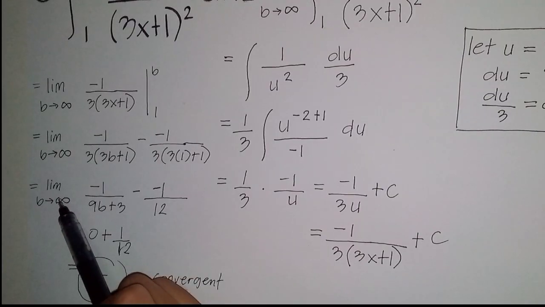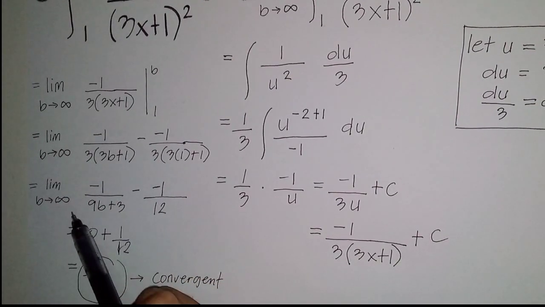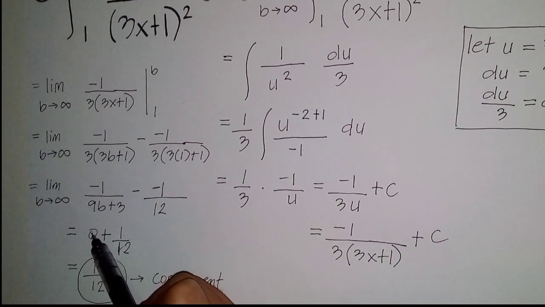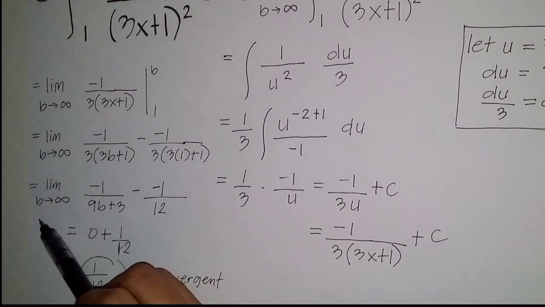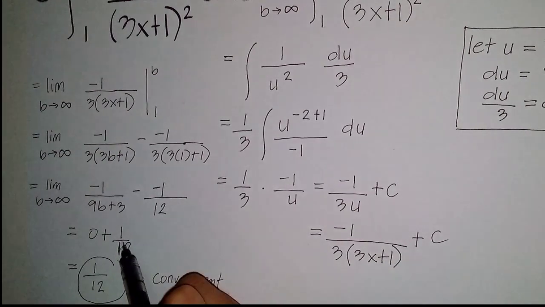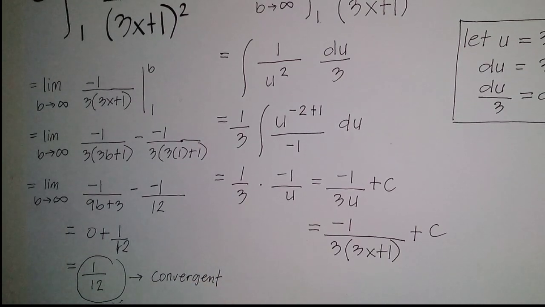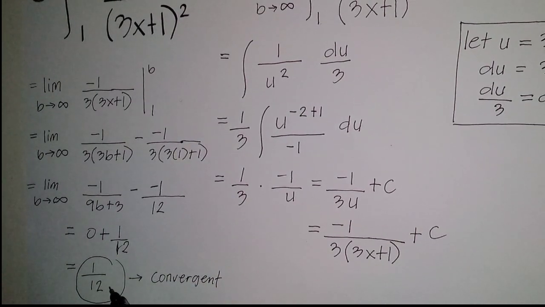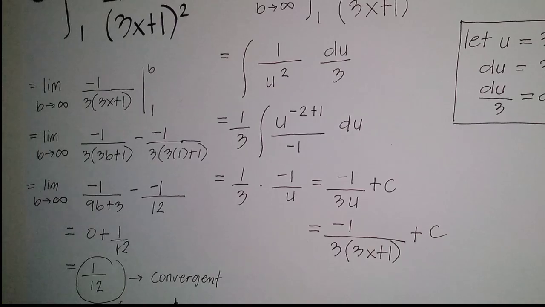The limit of -1 over 9b plus 3 as b approaches infinity gives us 0. And then the limit of -1 over 12 as b approaches infinity is 1 over 12, right? So 0 plus 1 over 12 is equal to 1 over 12. This is a finite value, which means that this is convergent, meaning the limit exists.